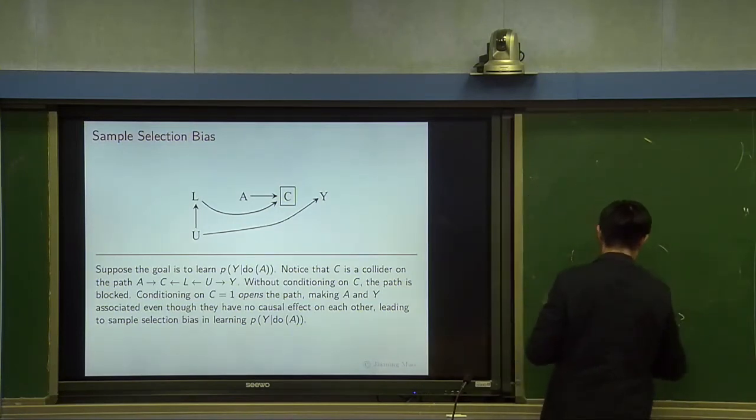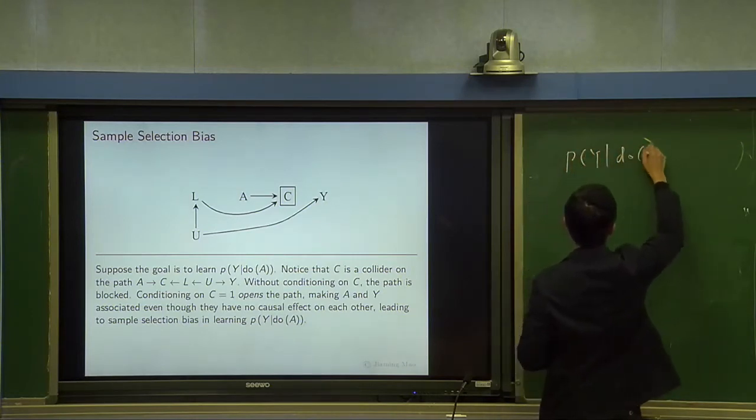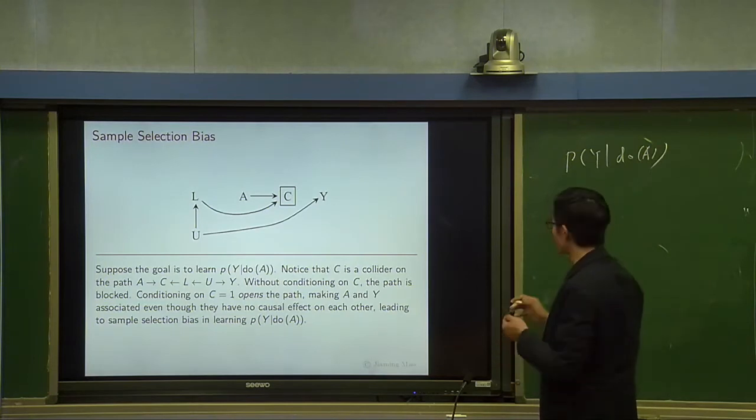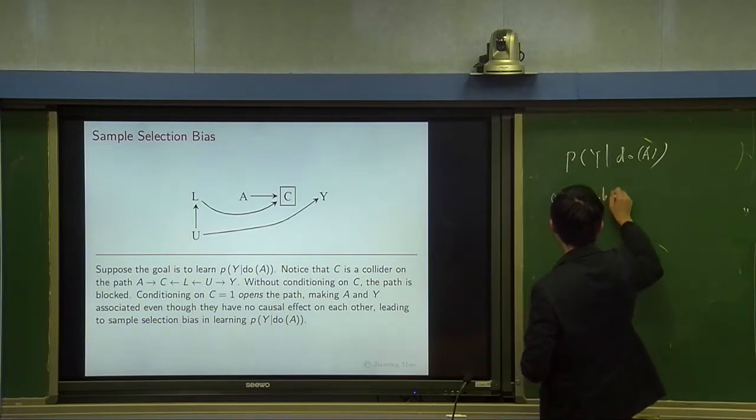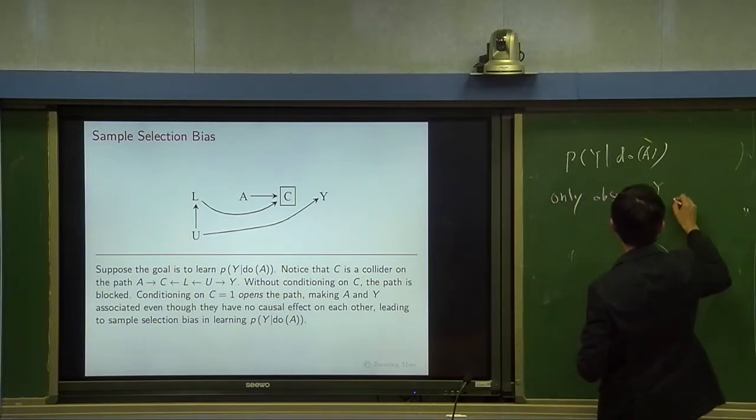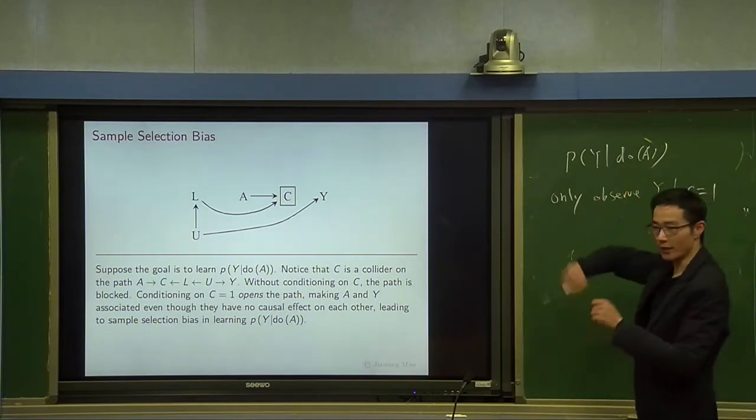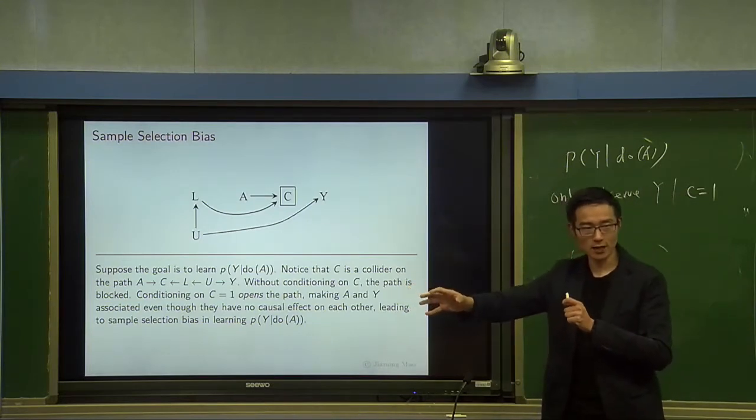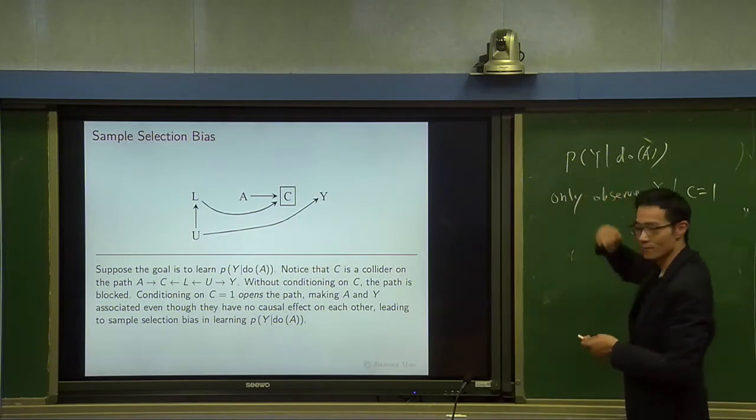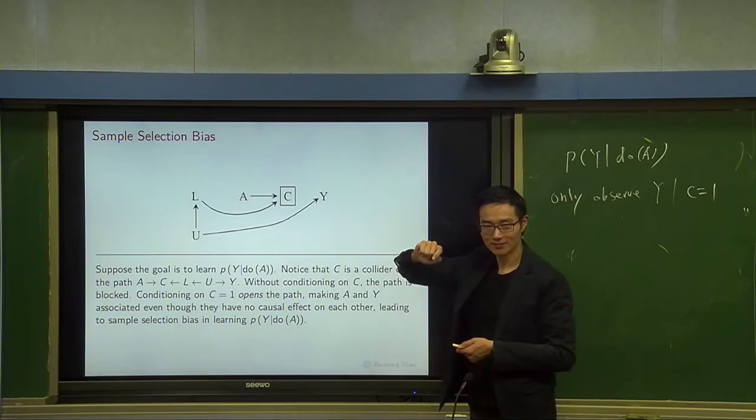I'm interested in the causal effect of A on Y, but I only observe Y conditional on C equal to 1. So part of Y is missing. I see all the A, so this is a censoring case. I see all the A, but only part of Y. How do I get P(Y | do(A = a)) according to this graph? How do we get it?